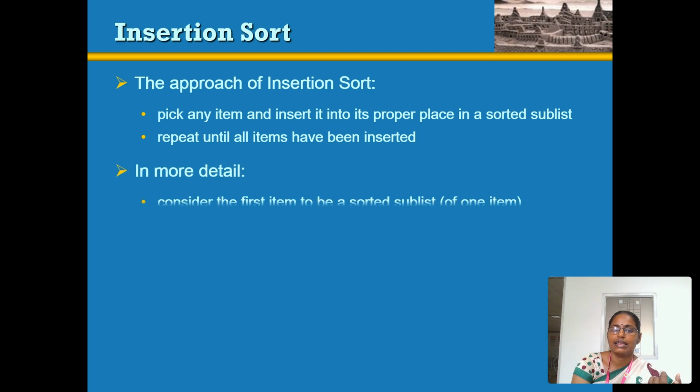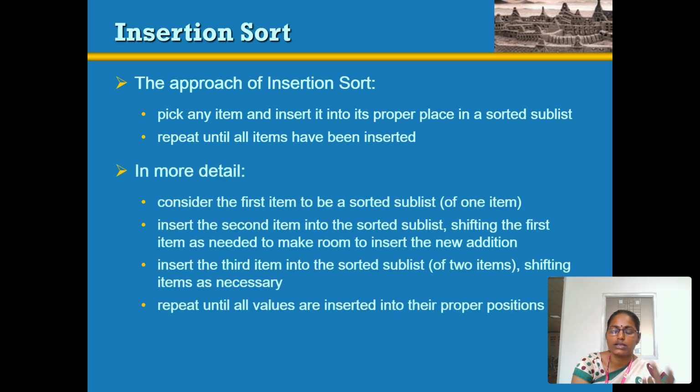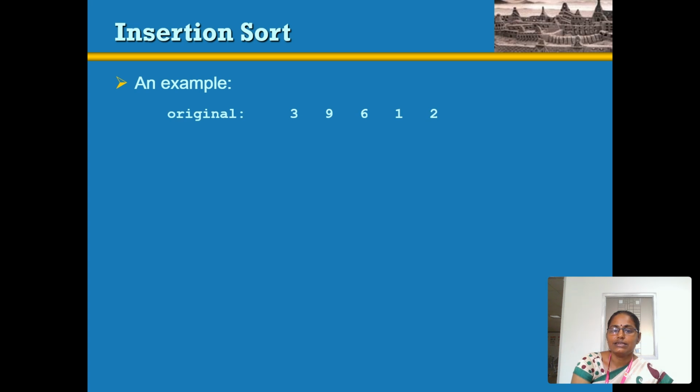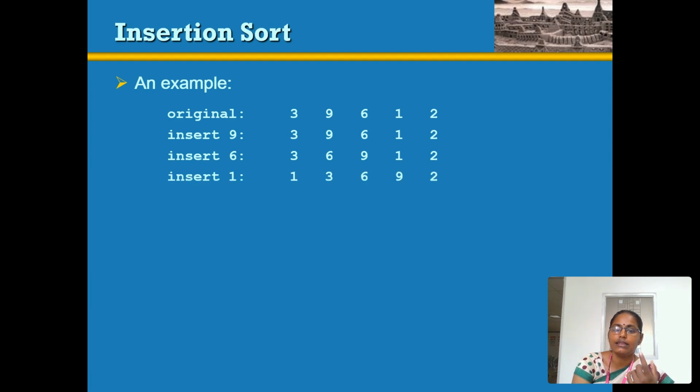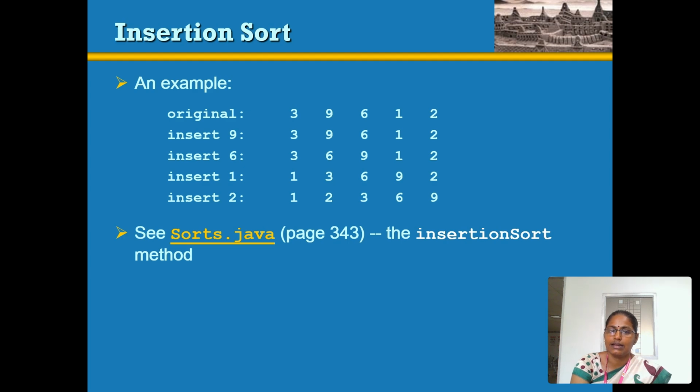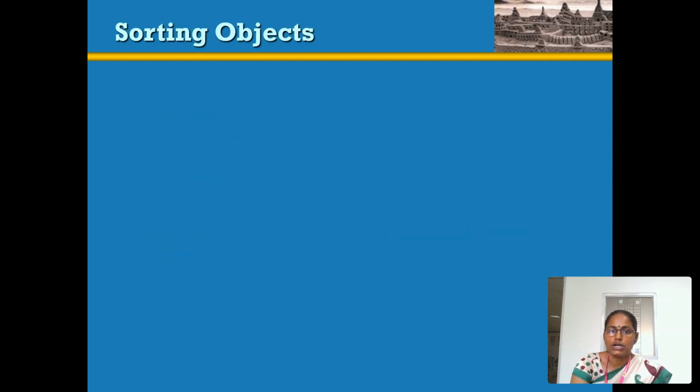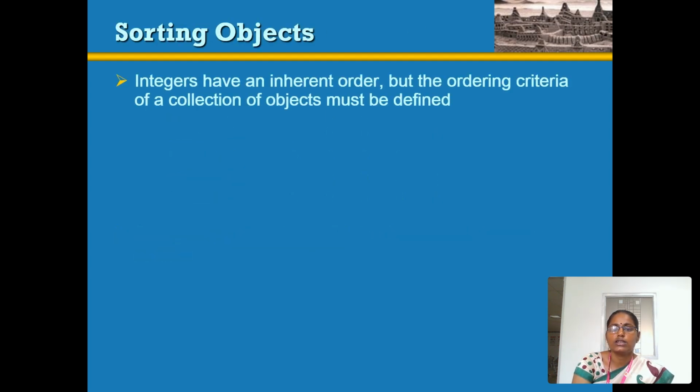We have already seen insertion sort. Insertion sort works on a sublist of elements. A sublist is nothing but a set in order. Given the elements 9, 6, in that particular list it will sort the elements in a particular order. Sorting objects is nothing but sorting integers which have an inherent order, that is, either ascending order or descending order.